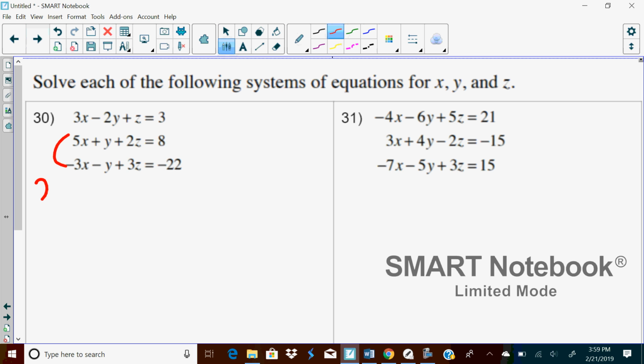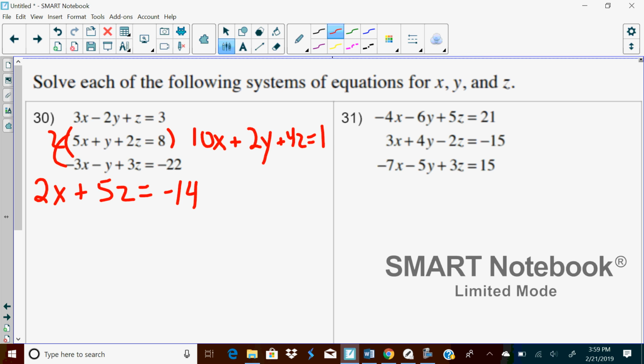So if I add those two together, I get 2x. The y's cancel, plus 5z equals a negative 14. So then I want to cancel out the y's in the top one. So if I multiply this one by 2, I can get 10x plus 2y plus 4z equals 16. And then when I add those together, I'm going to get 13x. The y's cancel out. I get 5z equals 19.